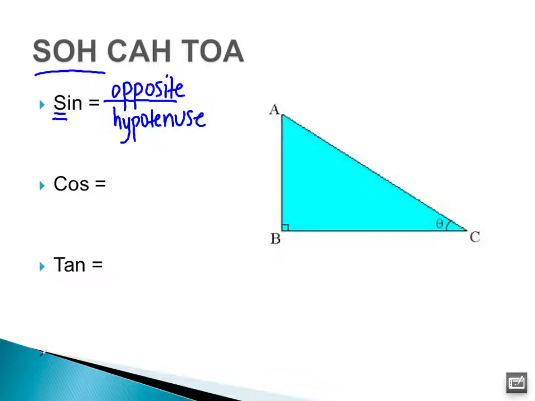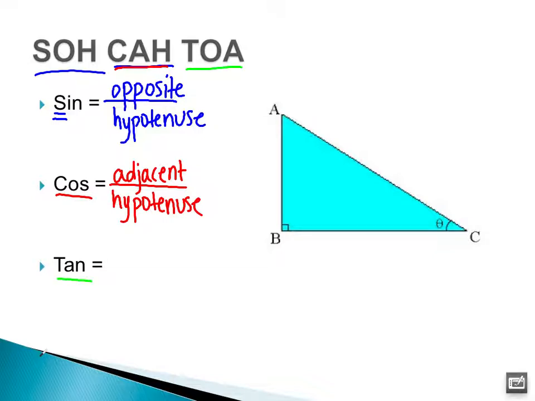Okay. The CAH stands for cosine. The A is adjacent side. And the H is again hypotenuse. Okay, and then the TOA is the tangent. This is tangent, not tan. It's an abbreviation. The O stands for opposite. And then the A stands for adjacent.